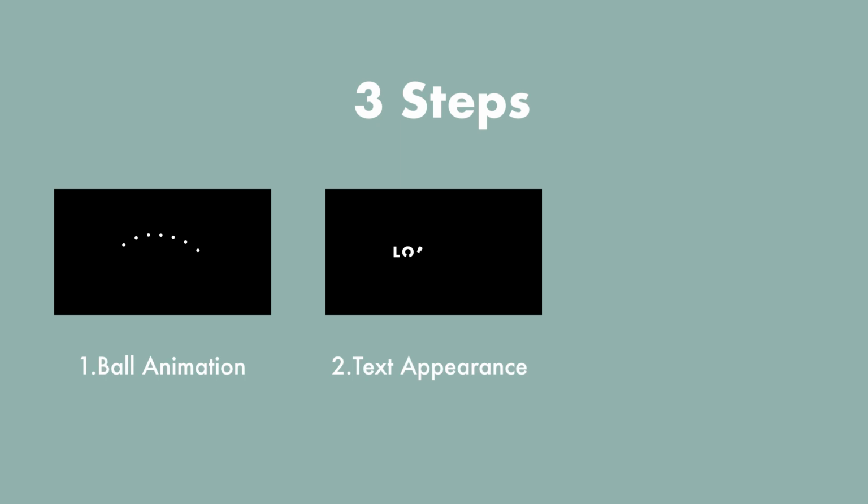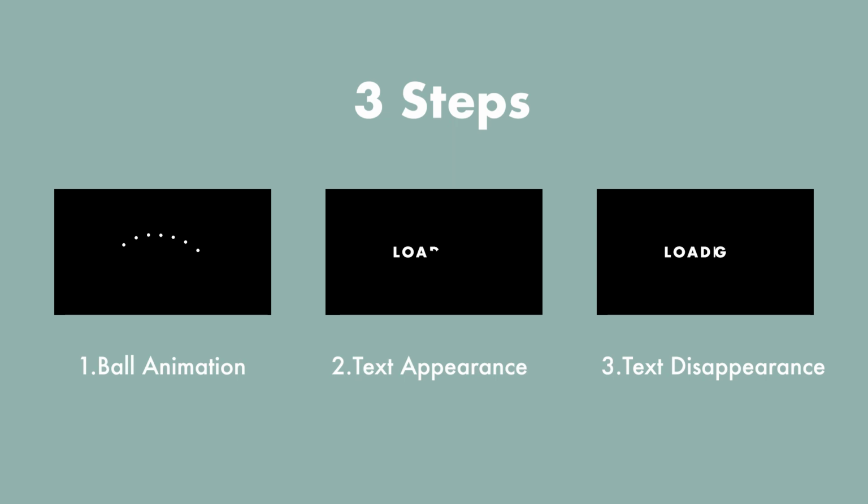The second one is text appearance. Each of the 7 letters appears one by one. And the third one is text disappearance. The last G letter goes from right to left to make the other 6 letters disappear.